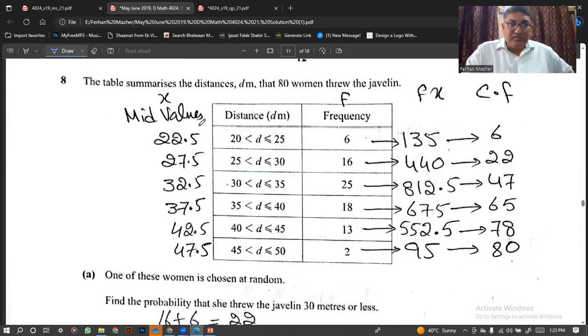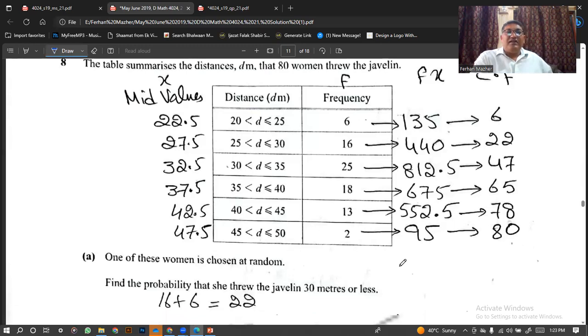Then I will multiply the mid value, which is x, with the frequency of that class. So 22.5 multiplied by 6, that is 135. 27.5 multiplied by 16, that is 440. 32.5 multiplied by 25, that is 812.5. 37.5 multiplied by 18, that's 675. 42.5 multiplied by 13, that is 552.5. 47.5 multiplied by 2, that is 95.